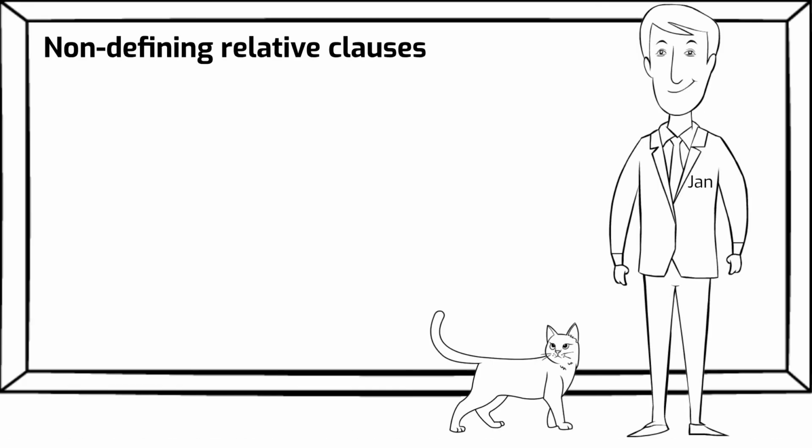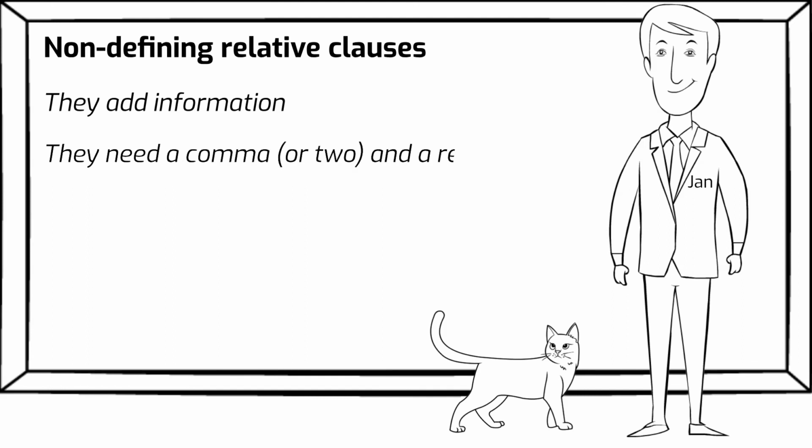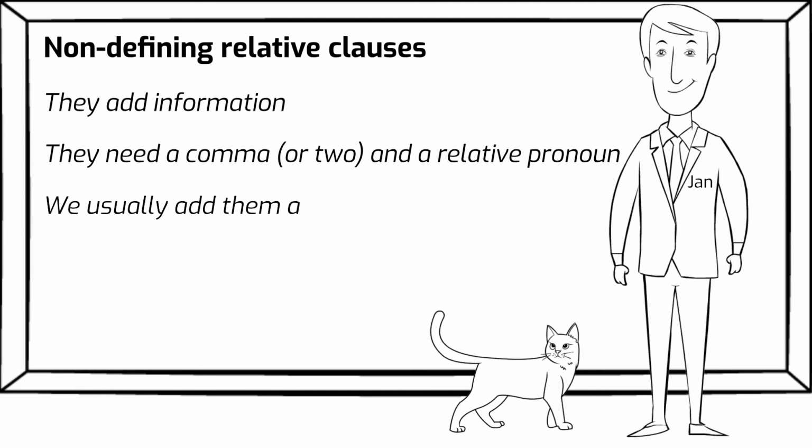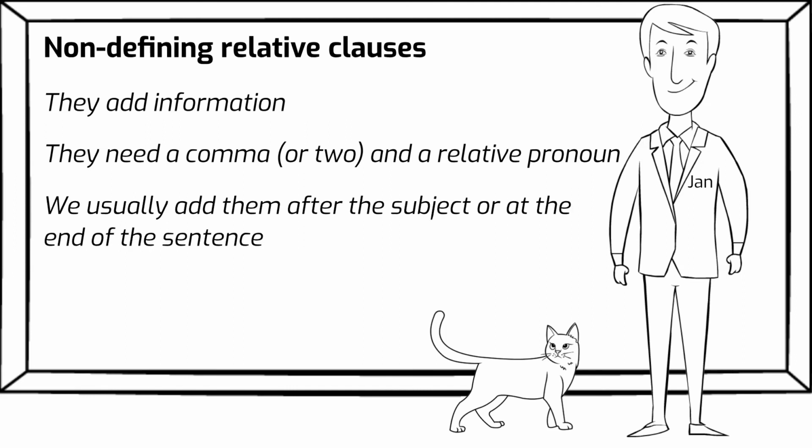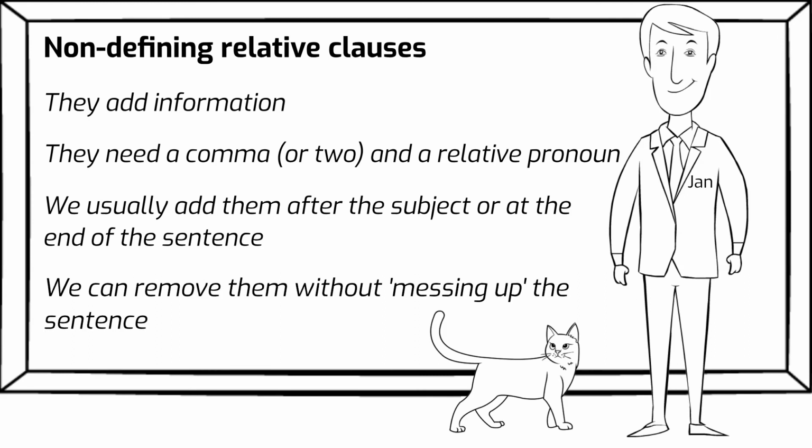So, now for a brief recap of what we've learned today. Non-defining relative clauses add information. They need to be properly punctuated and have a relative pronoun. They usually go after the subject of the sentence or at the end of the sentence. And if we remove them, the sentence still makes sense.